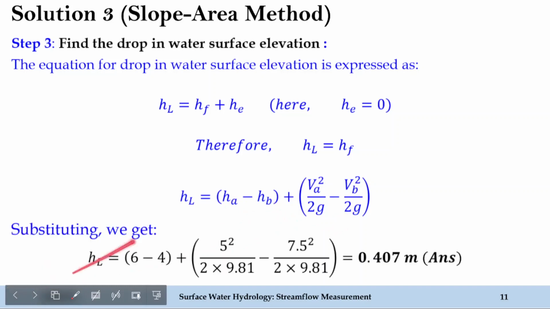So let's substitute all these values here. So HA and HB was known, 6 minus 4, and VA was already provided in the problem, which was 5 meter per second, and VB just now we obtained in the step 2, which was 7.5 meter per second. Substituting all these values, we obtain the drop in water surface elevation HL as 0.407 meter. So this is how we have obtained the response to the first aspect of this problem.